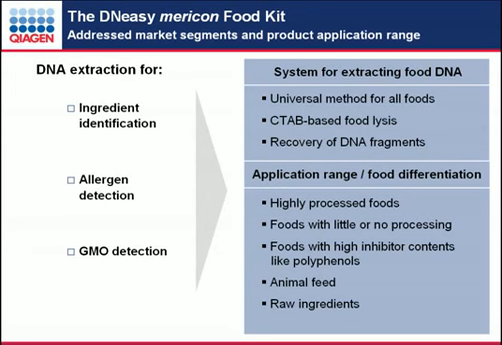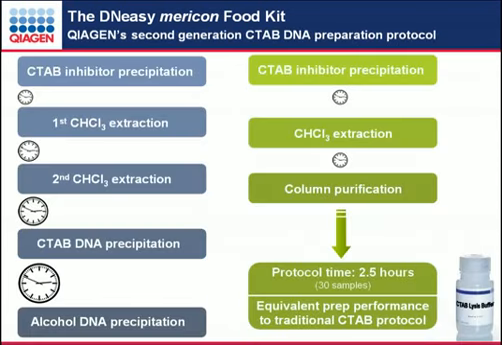The other challenge is that foods have high inhibitor contents. They could be highly processed, or little processed. Some have more DNA, some have less. So trying to get a universal protocol was challenging. So we went to look at CTAB.